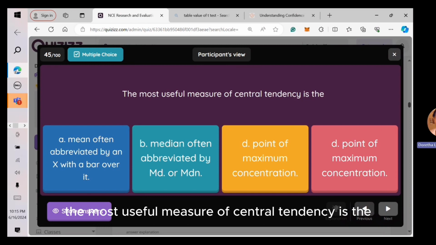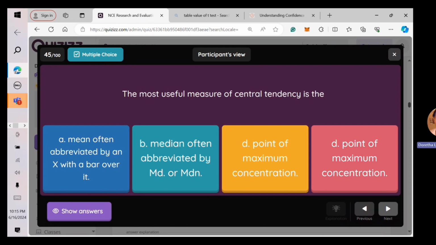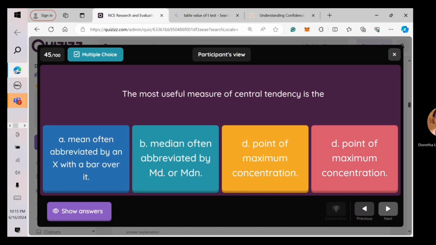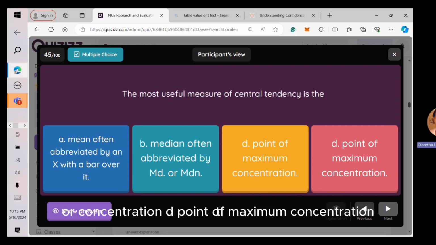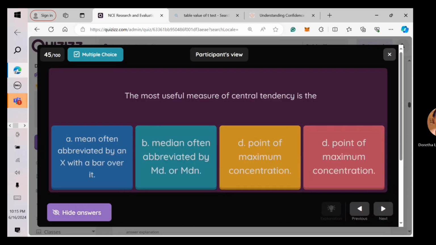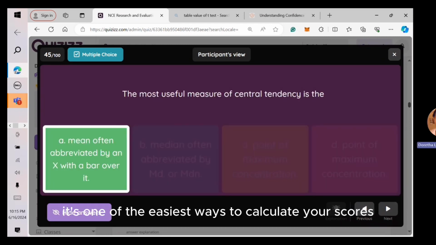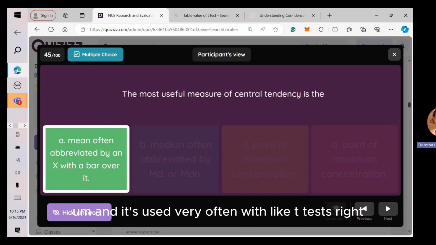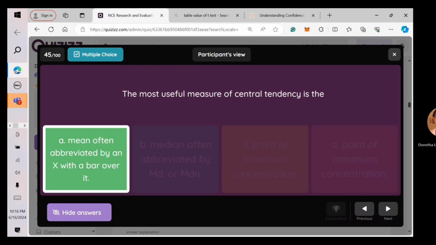The most useful measure of central tendency is: A, mean, often abbreviated by an X with a bar over it. B, median, often abbreviated by MD or MDN. C, mode. D, point of maximum concentration. So the most useful measure of central tendency is the mean, right? It's one of the easiest ways to calculate your scores, and it's used very often with things like t-tests, right? All right.